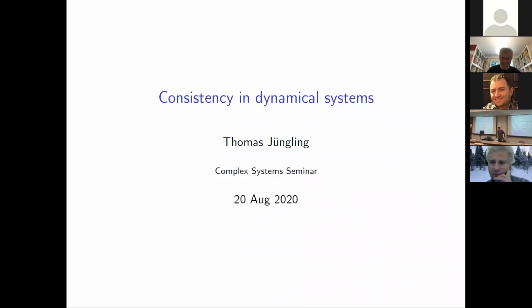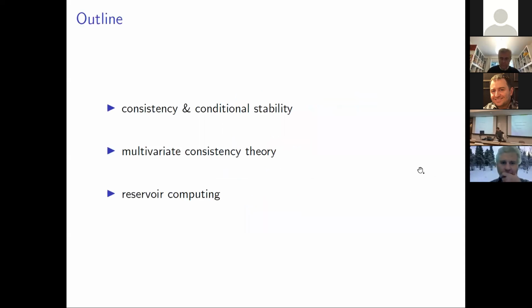And welcome to my presentation on consistency in dynamical systems. That's a topic that had been bothering me for quite a few years and seems to be slowly wrapping up now. So I'm going to involve you in this review. I'm first going to talk about the relationship between that weird thing called consistency and conditional stability. Then some time series analysis for multivariate time series, and finally reservoir computing, where actually the last 2 points are not really in that order, so to say. They're connected.